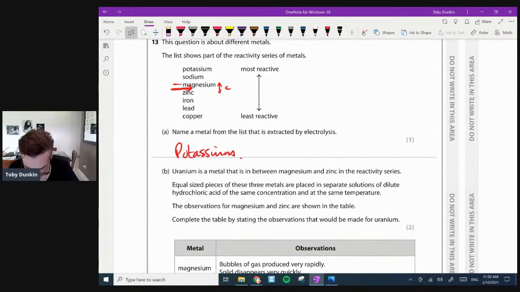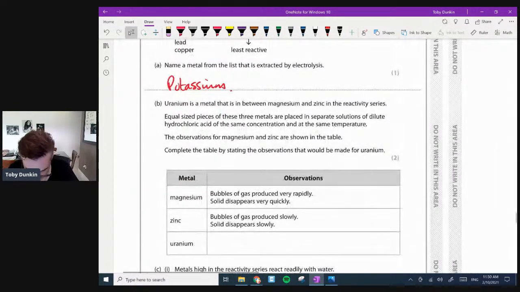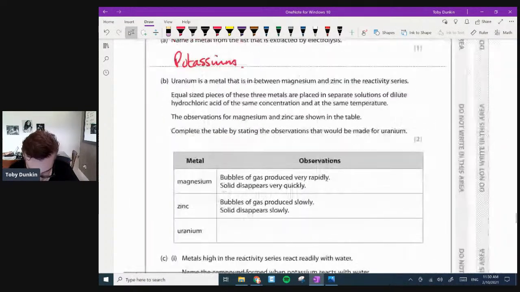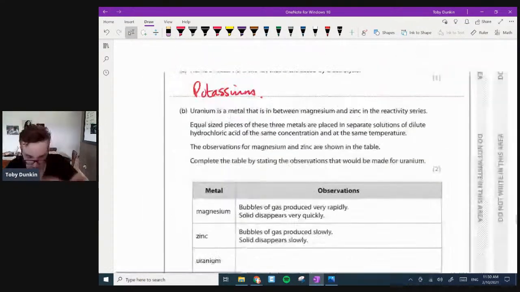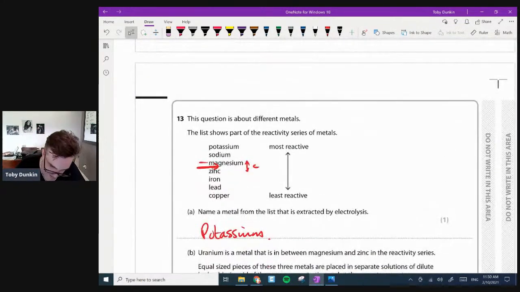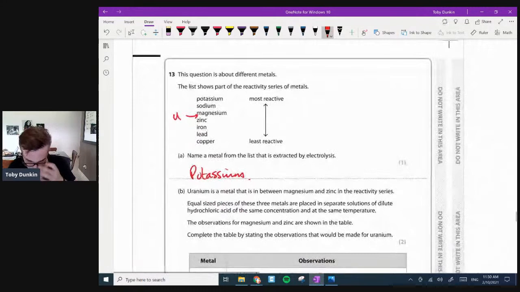Uranium is a metal that is between magnesium and zinc in reactivity. Equal sized pieces of 3 metals placed in solutions of dilute hydrochloric acid. The observations were made. Complete the table. So it's saying that uranium metal goes between magnesium and zinc, just like carbon does. So uranium goes here, I believe. Yeah.